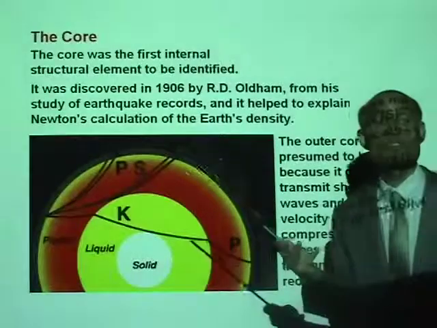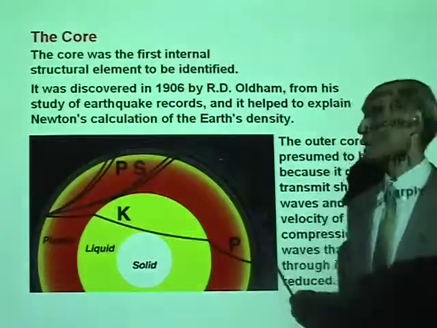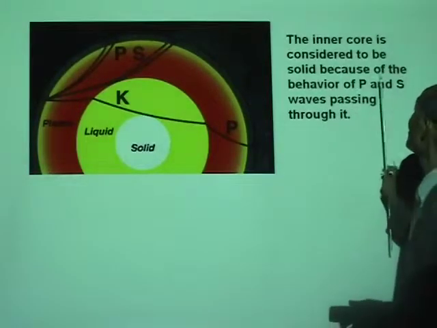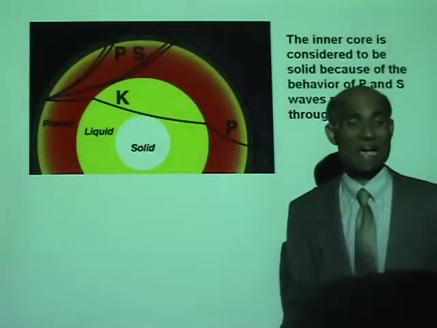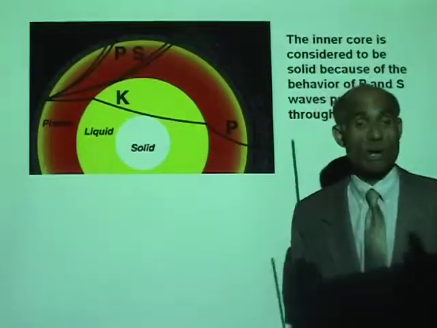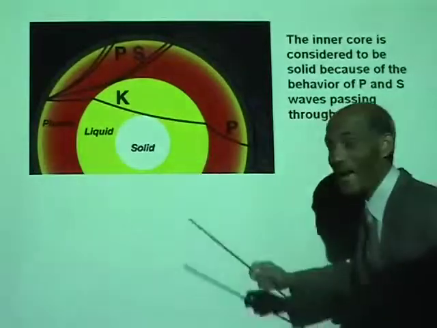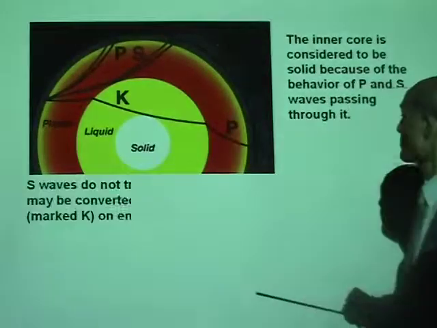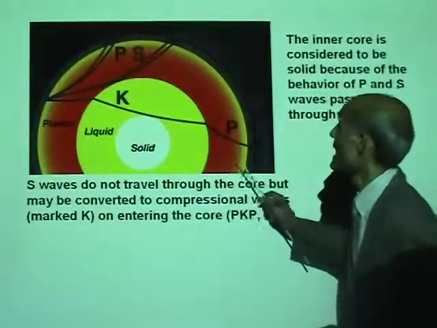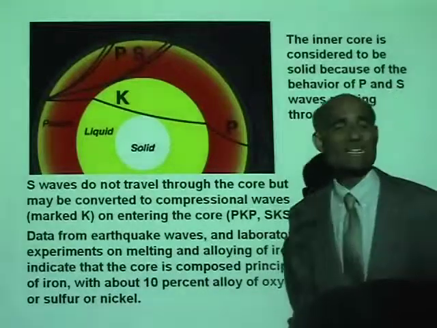So look at the way we get information about the interior of the earth. Although we cannot look at it, we cannot go there. Well, the inner core is considered to be solid because of the behavior of the P and S waves passing through it. So the structure of the inner and the outer core, mainly we know because of the behavior of the seismic waves that either pass through or do not pass through the core. The S waves do not travel through the core, but may be converted to another type of waves called the K waves on entering the core. But we will not go into the details of that.